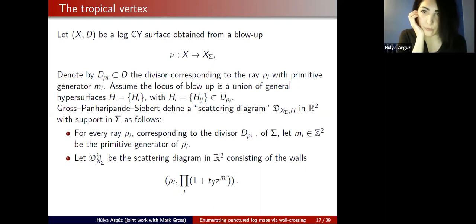And then out of this data of the toric surface, together with the data of where you blow up to obtain your local Calabi-Yau, you can define a scattering diagram on the toric fan of this toric surface as follows. For every ray corresponding to the divisor D_rho_i, you have functions that Eric also mentioned in his talk yesterday, and they are of the form 1 plus t_ij z^m_i.